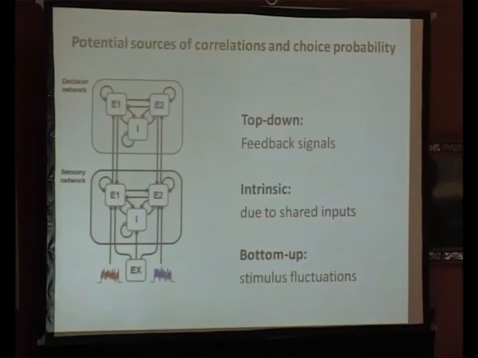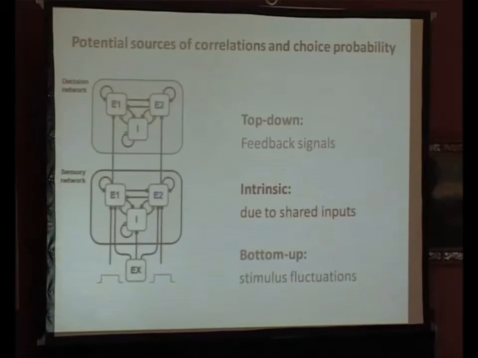So in order to study the different sources of correlations, we dissect the model. On the one end we have bottom-up contributions, which in our case is just fluctuations in the stimulus. Then we have intrinsic sources of correlations, which are due to shared input. So shared external input from a population of Poisson neurons on the one hand, and also shared recurrent input. And then we have top-down feedback signals. The top-down feedback signal in our case is a very simple feedback signal. It's just a decision taken here, fed back to the sensory circuit.